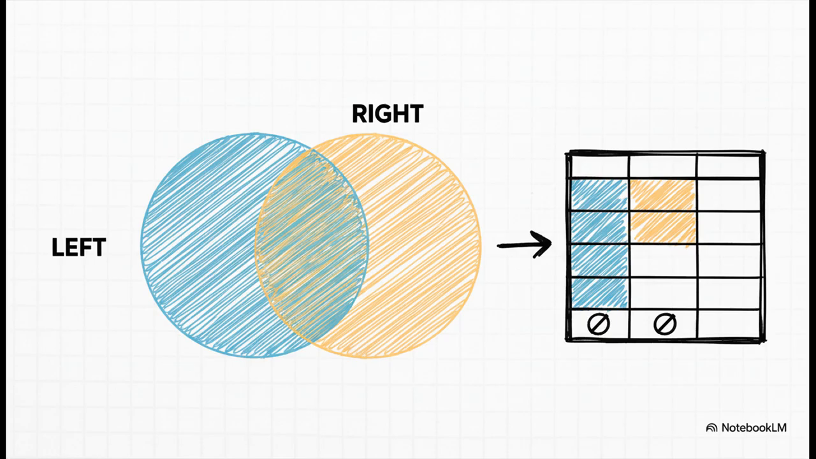The rule is simple. Whichever table you list first, the one on the left of the join keyword, is the priority. A left join basically says, hey, give me every single row from this first table no matter what. If you find a match in the second table, awesome, bring it along. If not, just put a null or a blank in that spot.